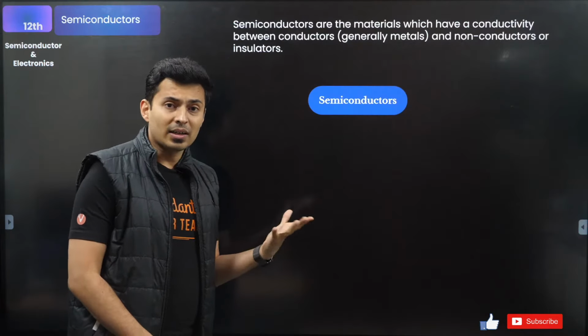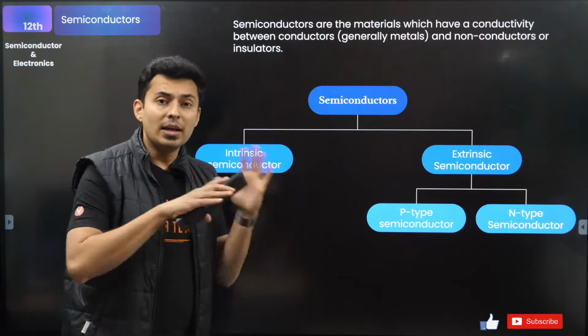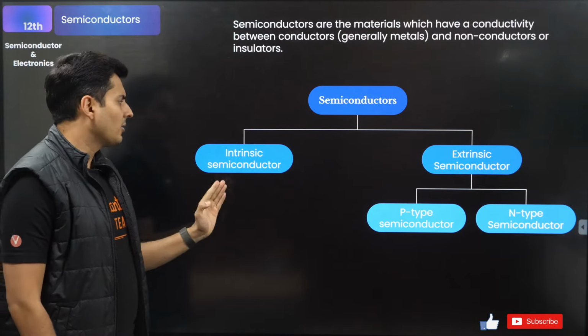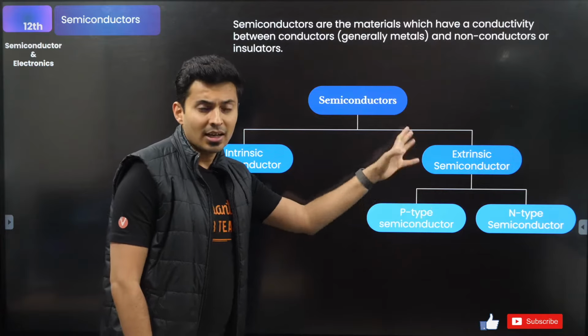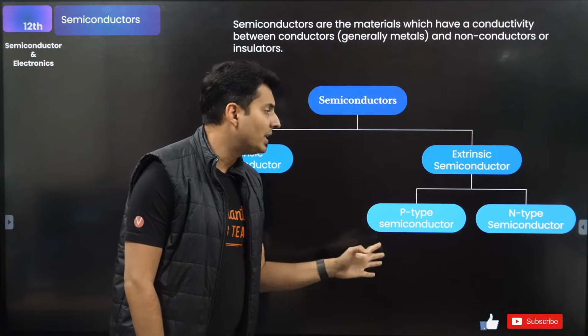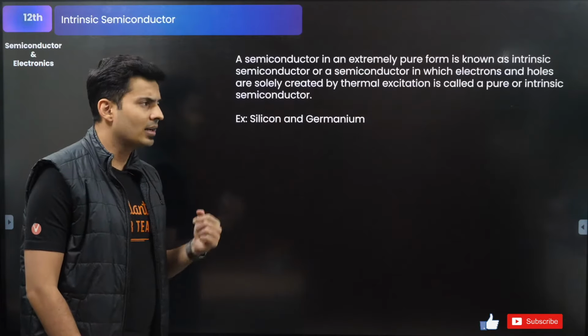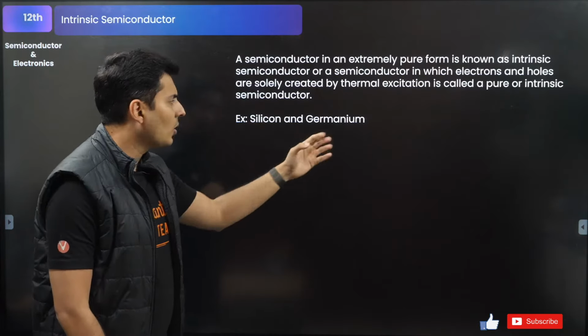Now the semiconductor's conductivity properties can definitely be altered. So there are multiple types of semiconductors. You can classify them as intrinsic and extrinsic. Extrinsic can be further categorized as p-type and n-type semiconductors. Let's start with intrinsic. Intrinsic examples are silicon or germanium.